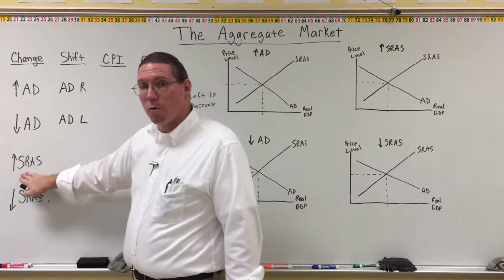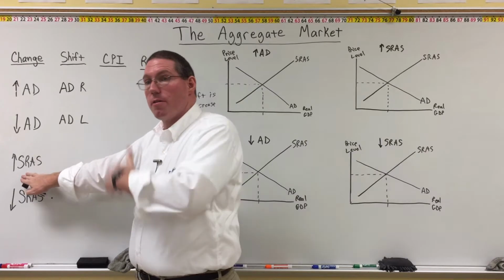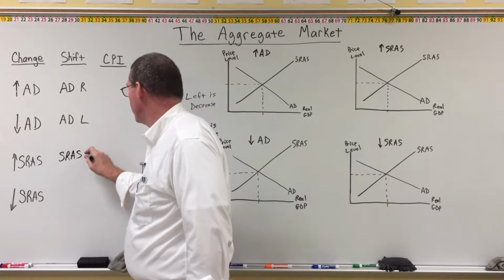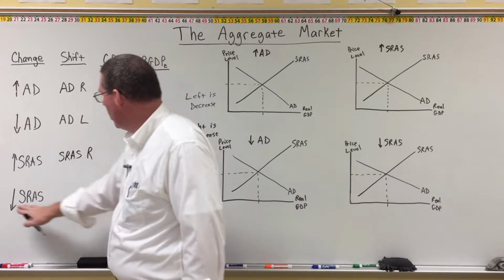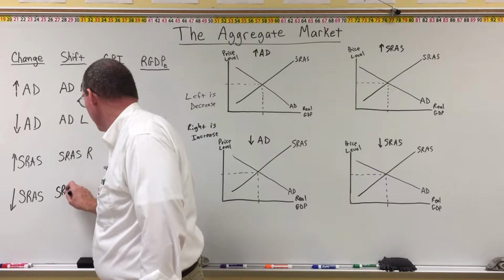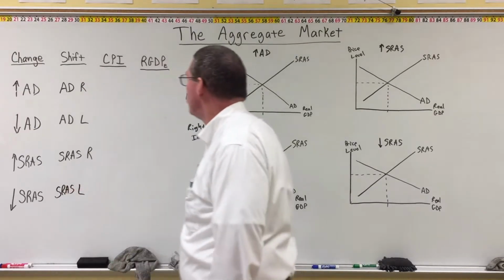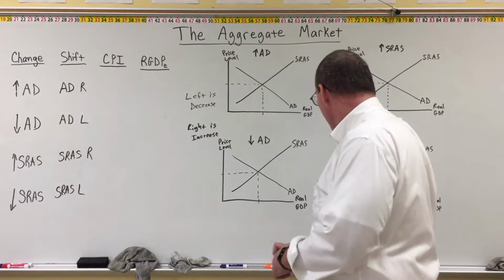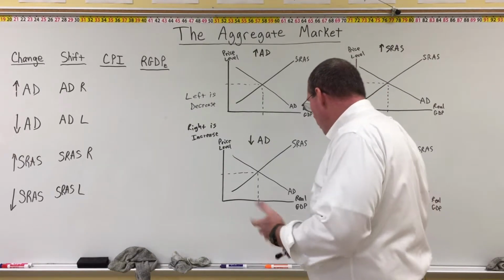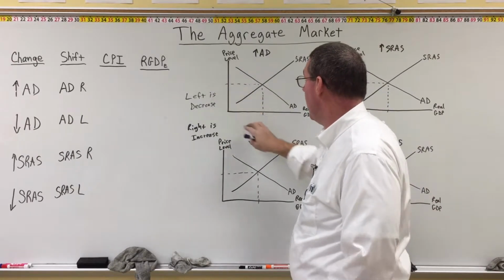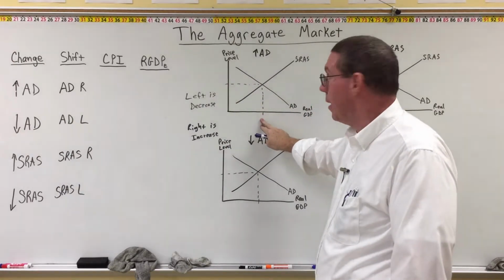An increase in short-run aggregate supply, increase means to the right, so the short-run aggregate supply curve is going to shift to the right, and a decrease in short-run aggregate supply means that the short-run aggregate supply curve is going to shift to the left. Okay? All right, now let's look at each one and how that will affect CPI and equilibrium real GDP.